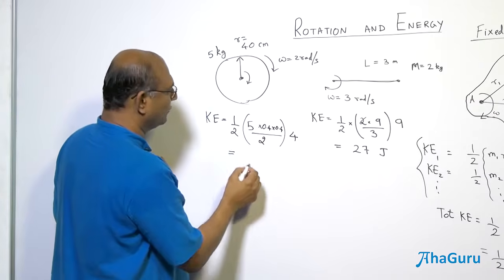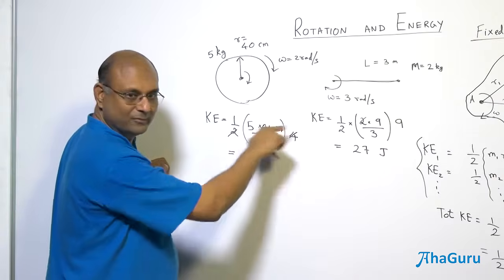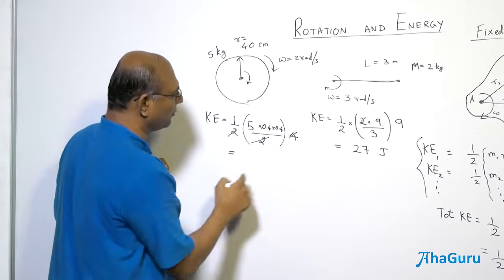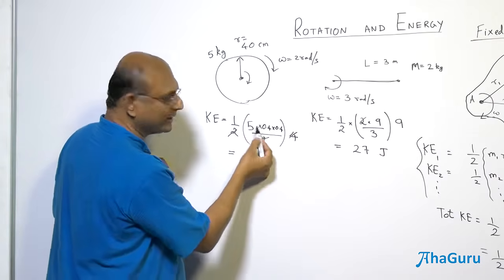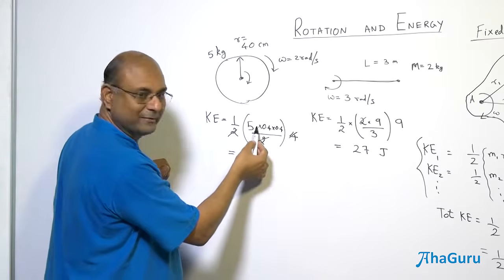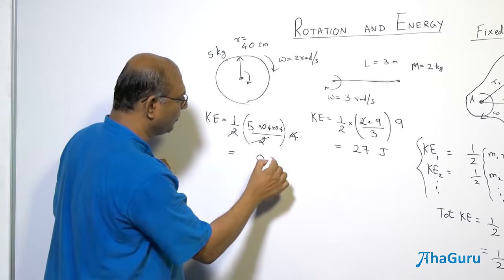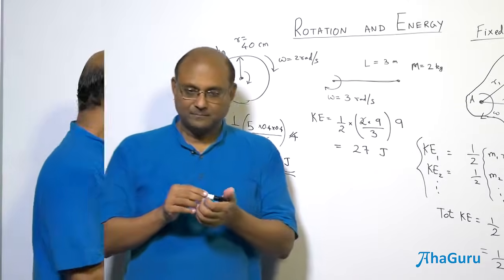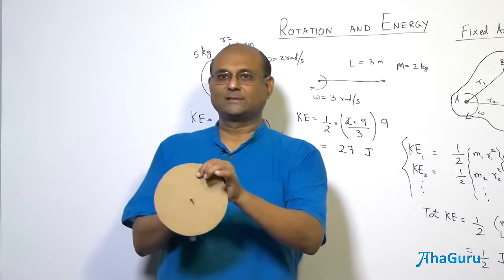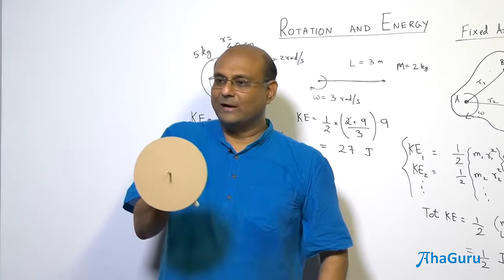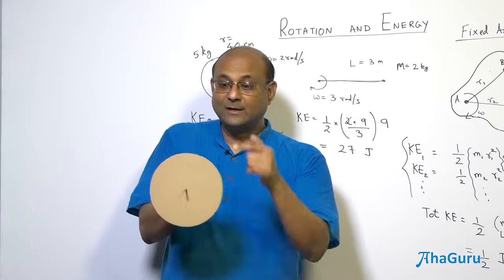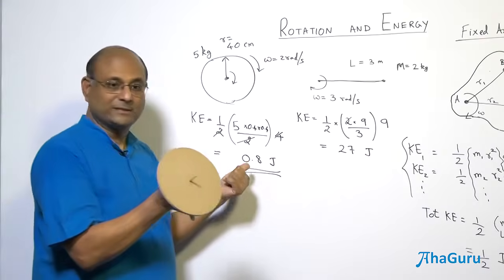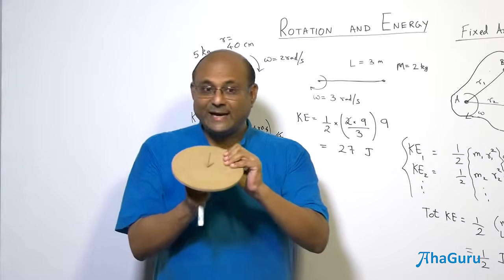So if I now try to calculate this, the 2 and 4 will go away. So this is going to give me 4 into 0.5, which is going to give us 2. So this whole thing is going to give me 0.8 joules. Is that okay? So now let us take this. If I look at a disk that is going around like this, axis is fixed, this 0.8 joules is for the entire disk.